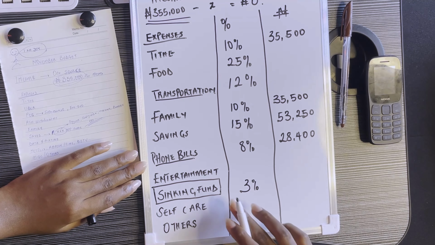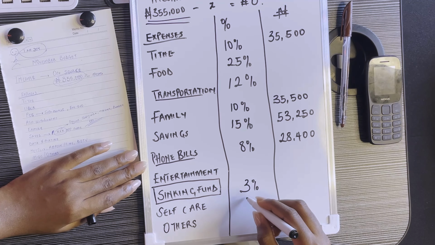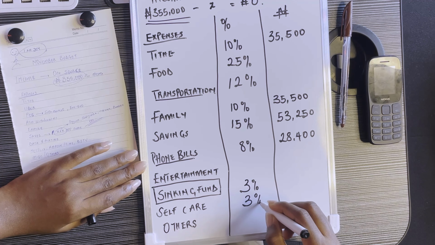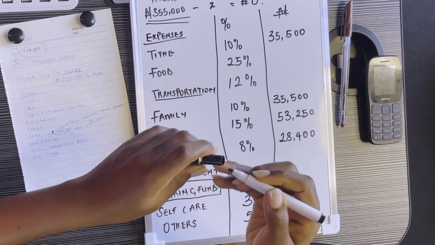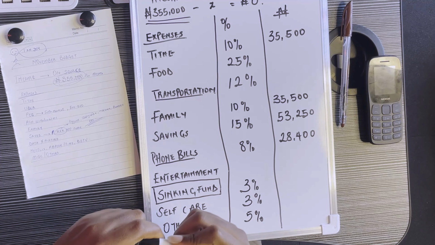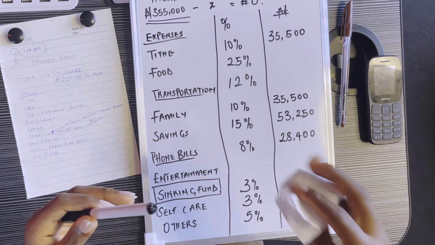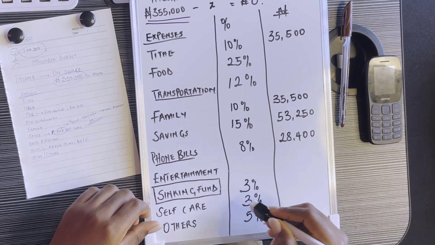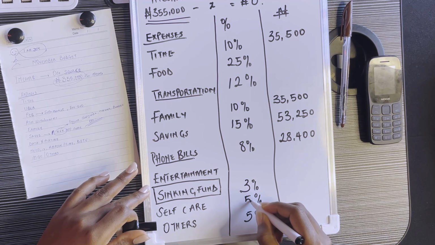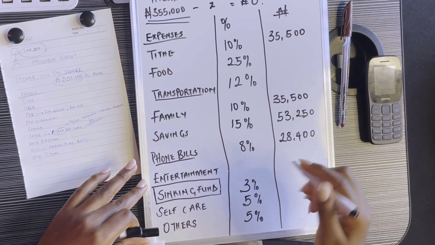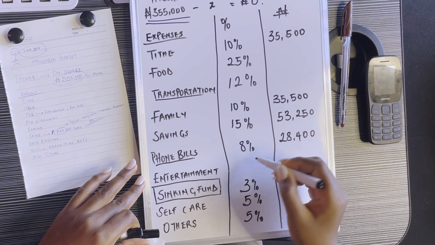She's putting 3% for sinking fund, 3% for self-care, let's say 5% for others. Why would you give others 5% and just 3% for self-care? So we're going to change that and also give 5% for self-care, because that's only fair. And entertainment should not be more than 4%.